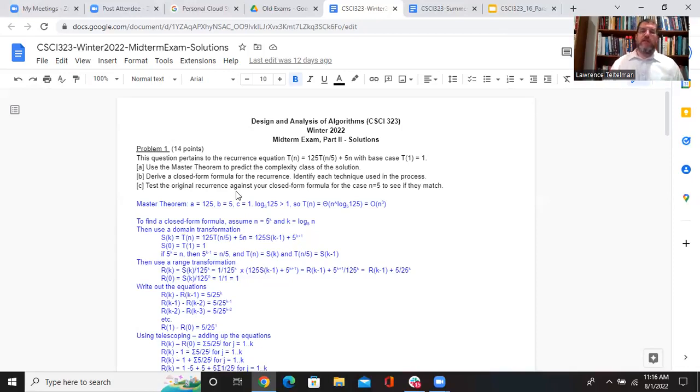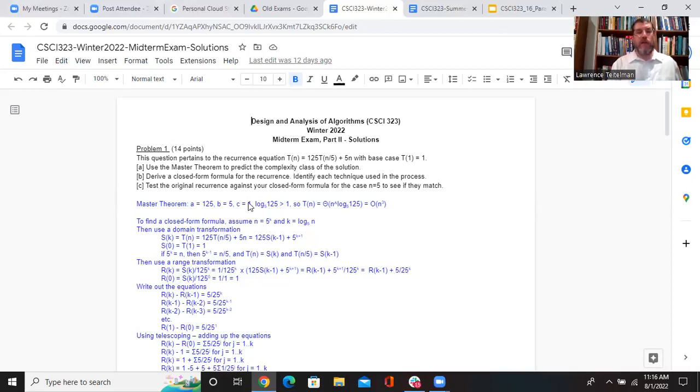In problem A, you need to look at your recurrence and identify A, B, and C. A is 125. B is the fraction that forms each subproblem, so it's 1/5 of the original, which means B is 5. And C is the degree of the polynomial of this extra piece here, and that's 1. So we take log base B of A, so log base 5 of 125. Anyone know what that is? It's 3, right? Because 5 times 5 is 25, times 5 is 125. So log base 5 of 125 is 3.